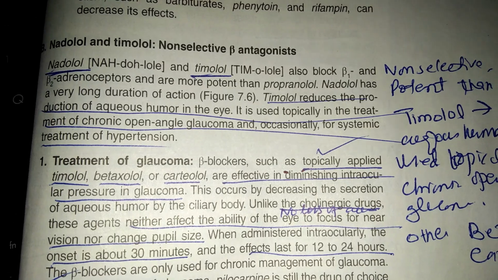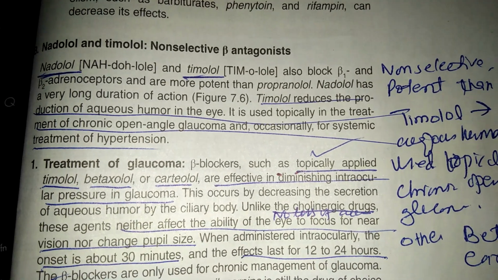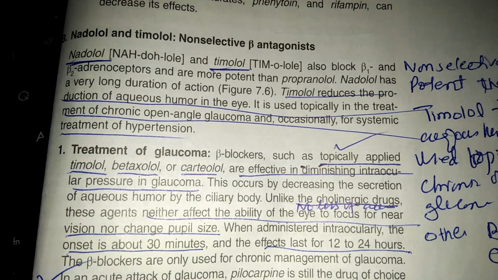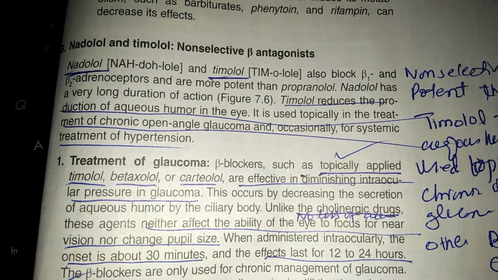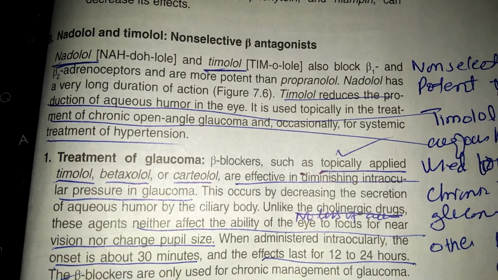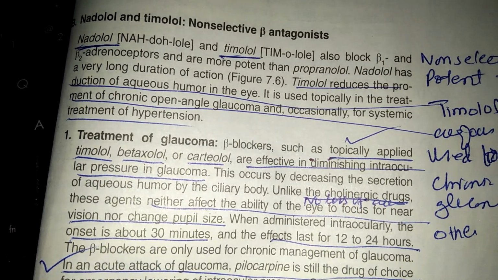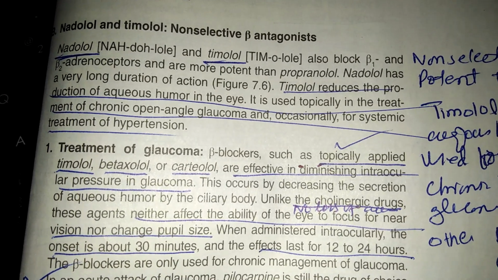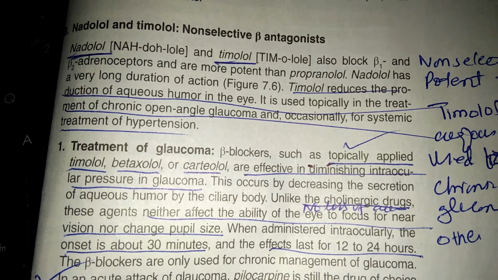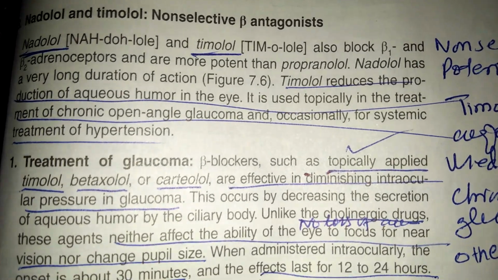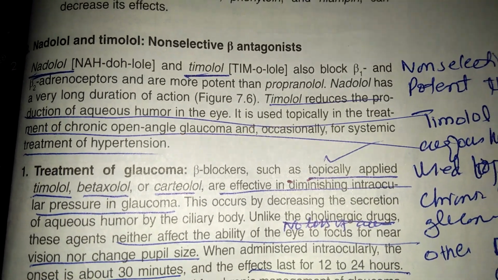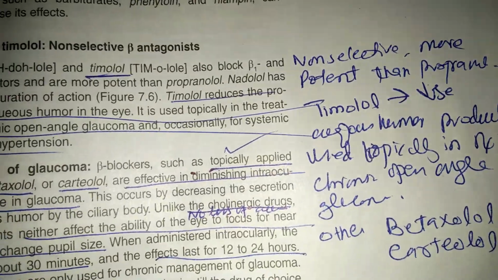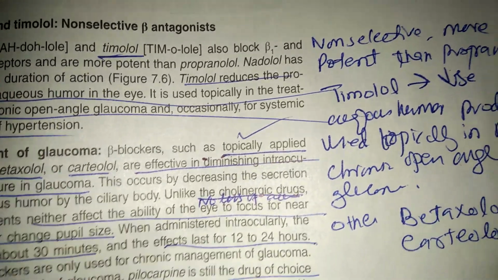Timolol is the beta blocker that is used to treat glaucoma. It reduces the production of aqueous humor in the eye and decreases the intraocular pressure. It is particularly useful in chronic open angle glaucoma. So you just need to remember that Timolol is indicated in patients with glaucoma, and it is also a non-selective beta blocker.